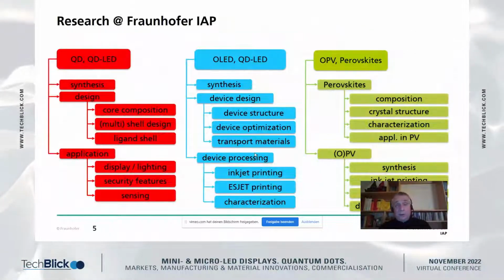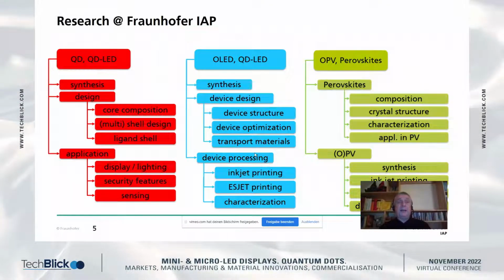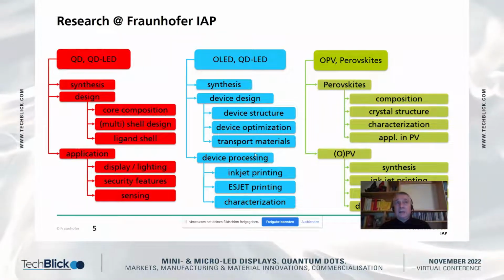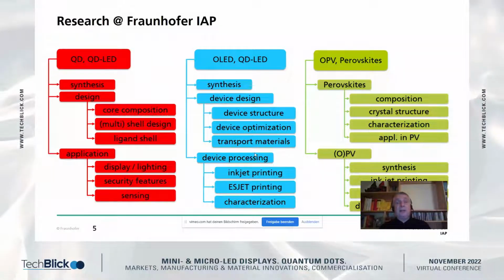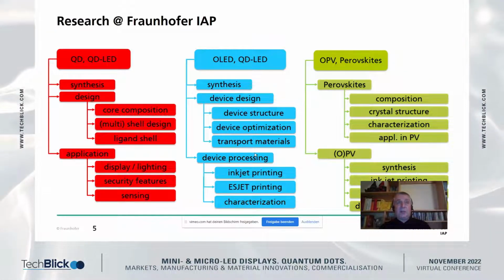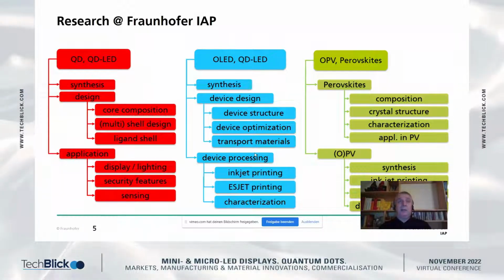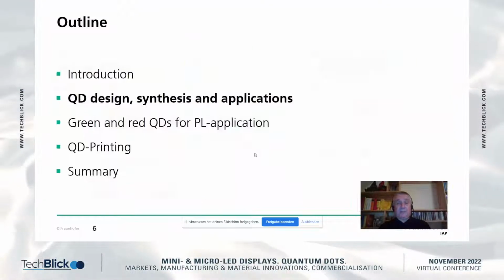We are working not only on the device structure, we are also looking at the right synthesis of the materials, especially the design of the core and also of the multi-shell. I think it's very important. And in the case of printing of this material, the ligand structure and the ligand shell is very important to adapt this material to a matrix material, for example. And we do that not only for quantum dots, we do it for OLED, but also for perovskite and for other applications in the field of energy harvesting, like organic photovoltaics.